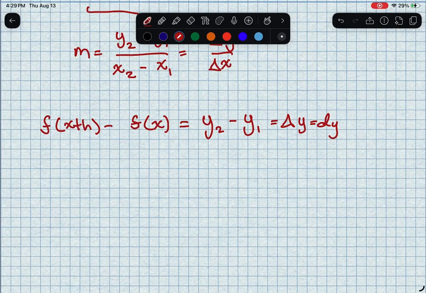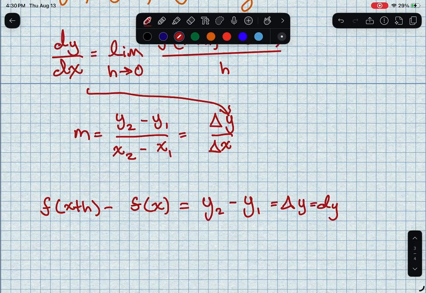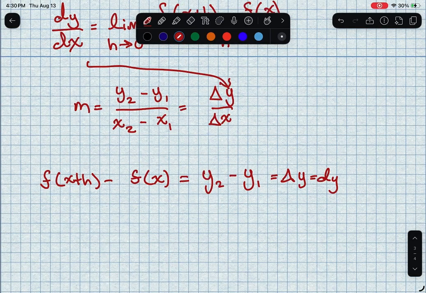The reason that it is an instantaneous change is because f of x plus h minus f of x is a y value, f of x, and then a new y value, f of x plus h, where that h is approaching 0. Remember, the limit here is h approaches 0. So it's f of x plus an infinitesimal change minus f of x, and it becomes really, really small.